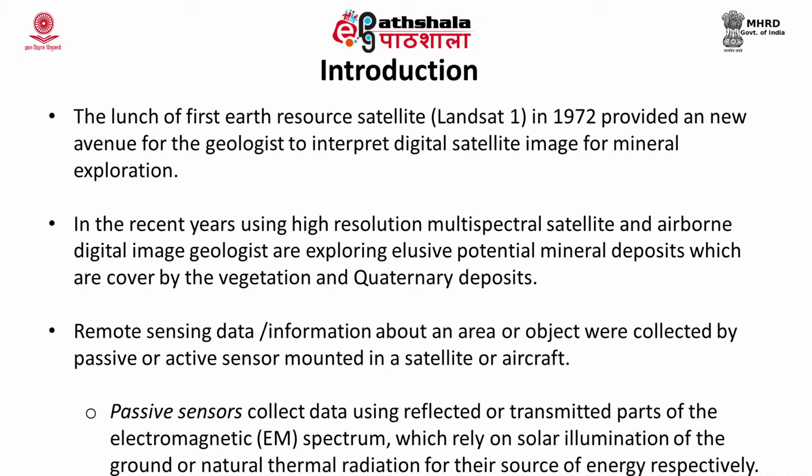If you look at the remote sensing data, this is data or information about an area or object collected by a passive or active sensor mounted in a satellite or aircraft. In the passive sensor, how does it work? The passive sensor collects data using the reflected or transmitted part of the electromagnetic spectrum, which relies on solar illumination of the ground or natural thermal radiation as their source of energy, respectively.